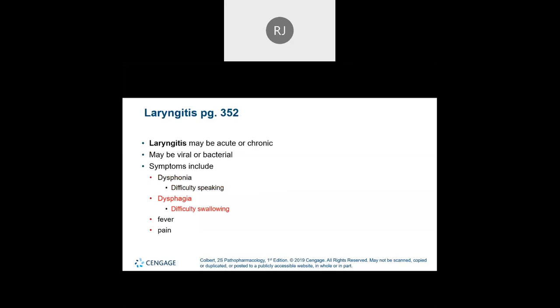On page 352, it talks about laryngitis, which is what I'm about to have because I have a sore throat. It may be acute or chronic, viral or bacterial. Symptoms include dysphonia, which is difficulty speaking, dysphagia, which is difficulty swallowing, fever, and pain.